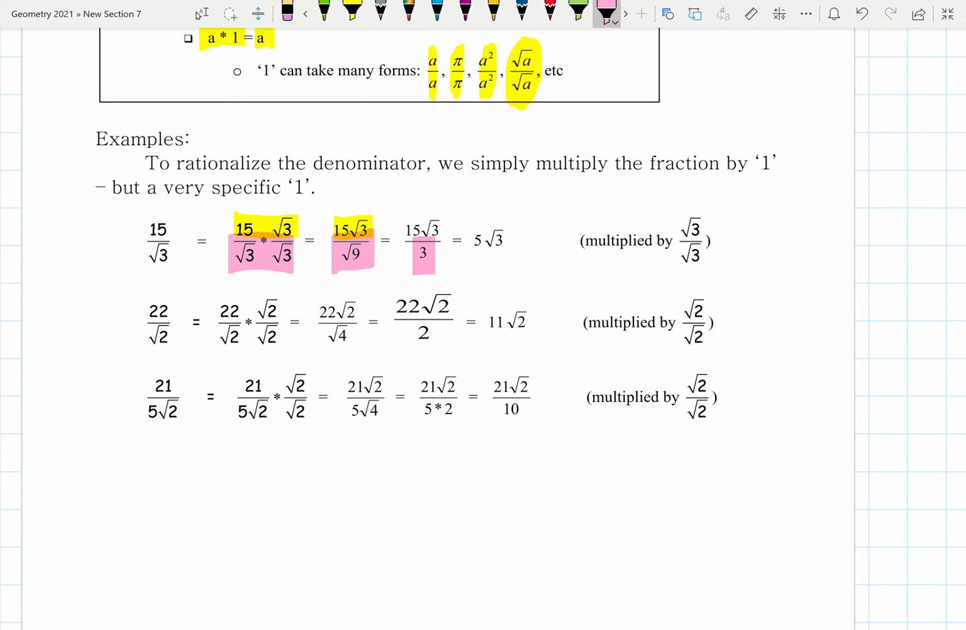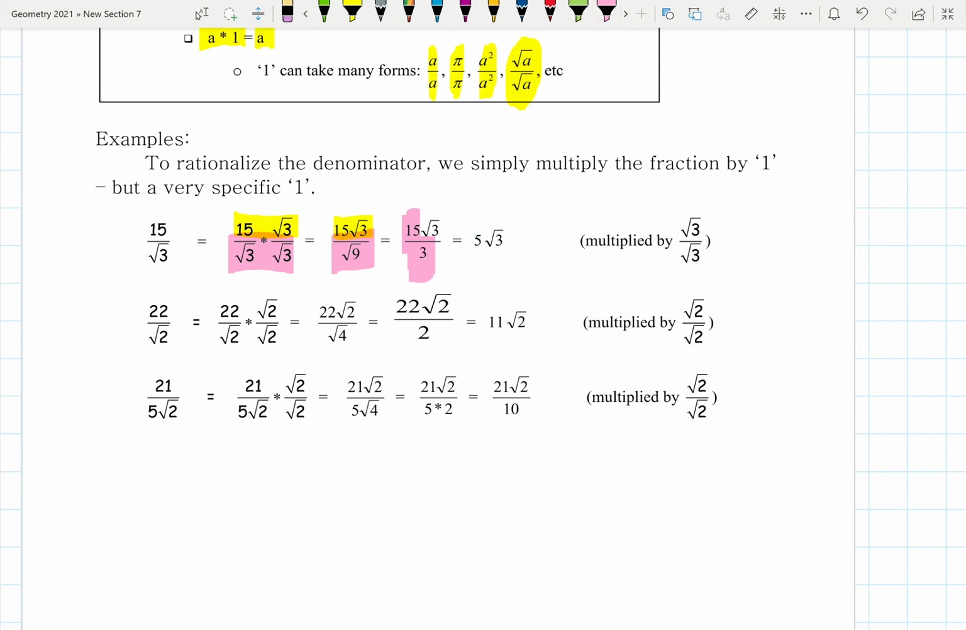There is one more step though. You look at the fraction that's created of just the numbers, just the coefficients of that square root, and if those numbers can be simplified, you simplify. And 15 divided by 3 simplifies to 5, so the final answer is 5 times the square root of 3.